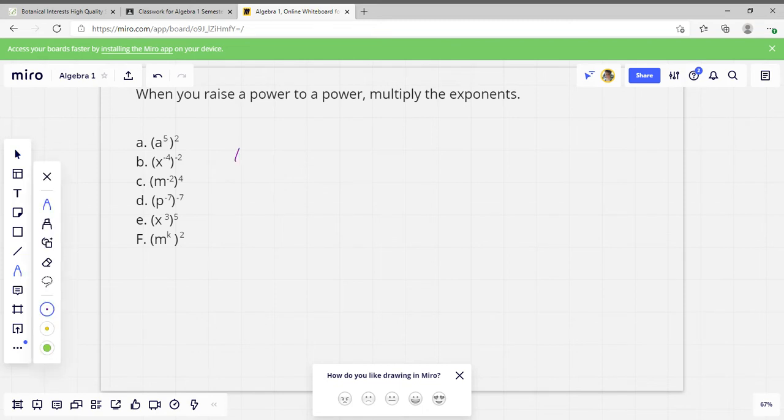So for this first example right here, I've got a to the 5th squared. That means I have a to the 5th 2 times. So a to the 5th means 1, 2, 3, 4, 5 a's, and then I have it again, 1, 2, 3, 4, 5 a's. Squared means I have that grouping twice. A to the 5th means this individual grouping, 5 a's. Squared means I have the grouping twice.